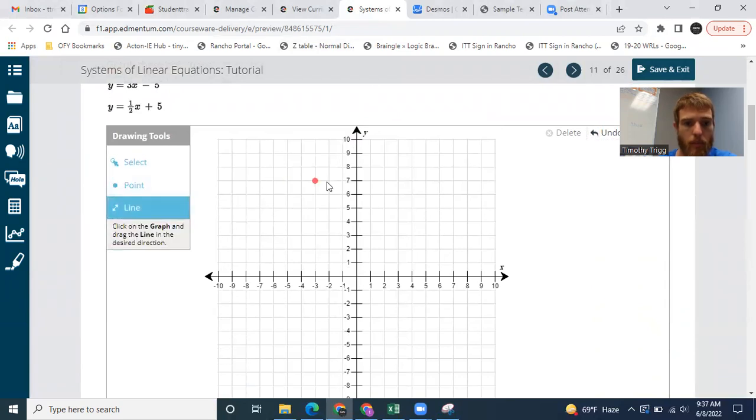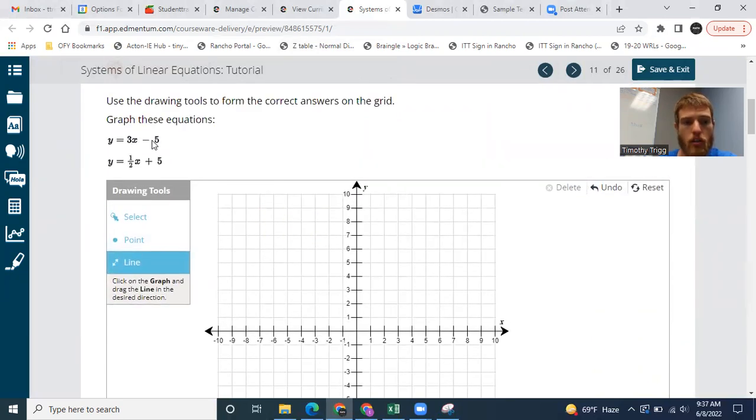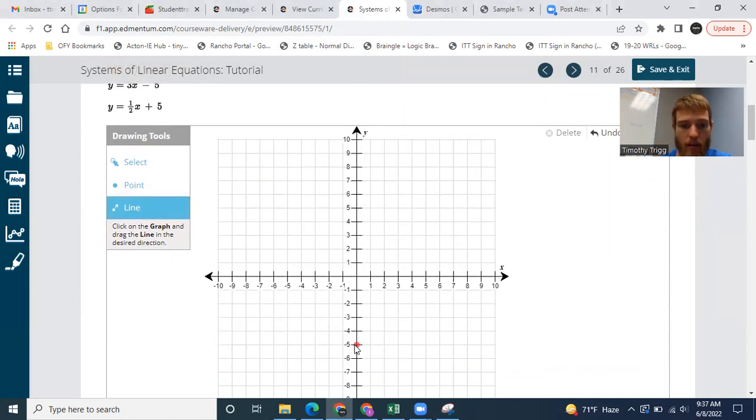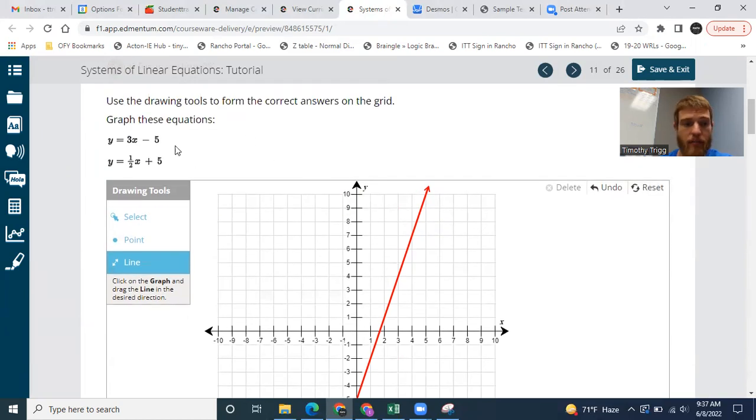Okay, line tool. So for the first equation, I would start with my y-intercept at -5, and then I'm going to go up 3 over 1 because our slope is 3. So start at -5 on our y-intercept, then you'd click and drag up 3 over 1. So this line that I just made is the graph of this first equation here.